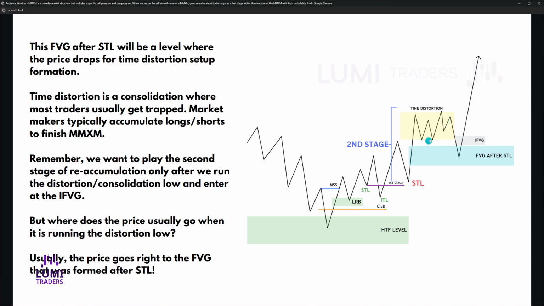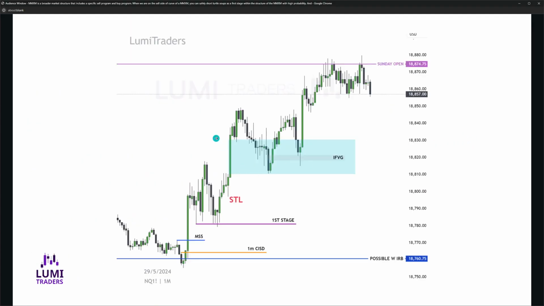You want to wait for a run on the distortion low right here, and with this leg down you want to see the formation of a bearish fair value gap right here. And after this, you would like to see immediate invalidation, formation of an inversion fair value gap, and the inversion fair value gap will be your entry for the second stage of reaccumulation or redistribution.